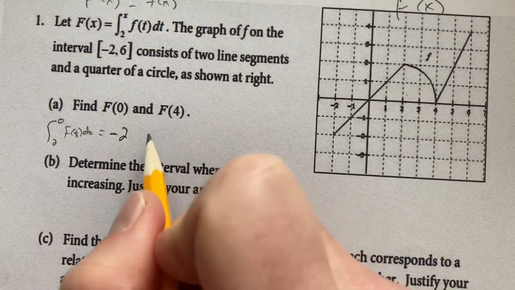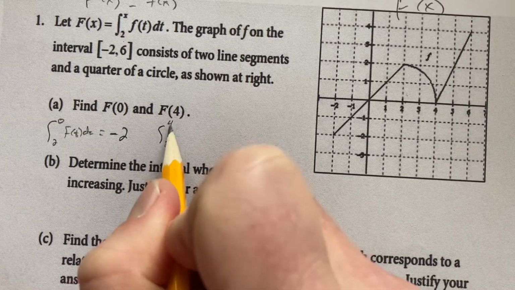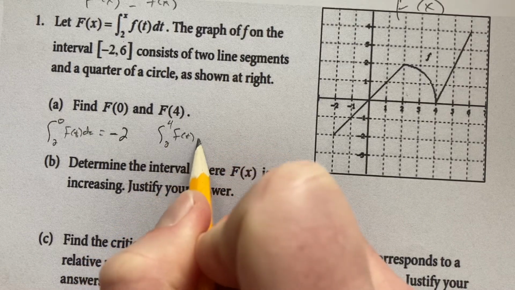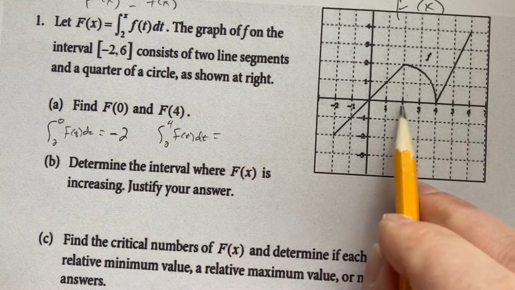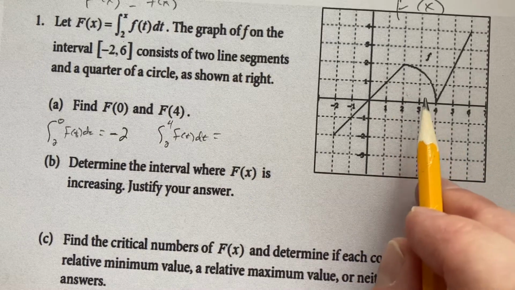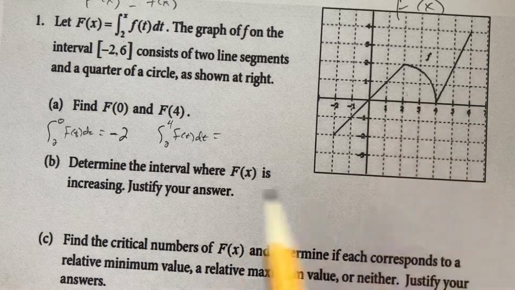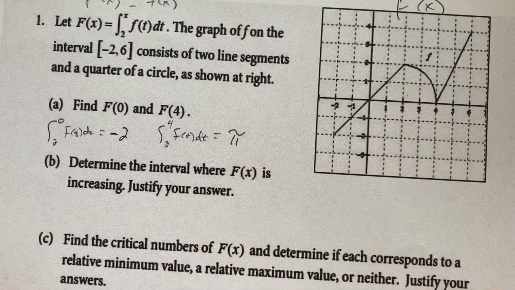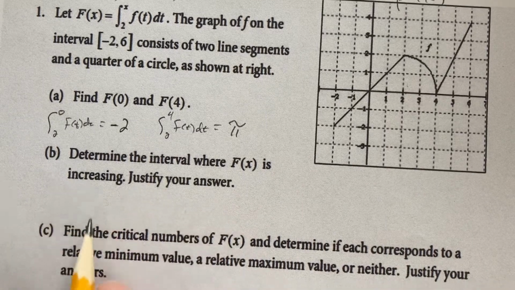F of 4, same idea, would be the area from 2 to 4 of little f. And so if we went from 2 to 4, it's this quarter circle now that has a radius of 2. So pi times 2 squared is 4 pi. Take a quarter of that, and it would just be pi. So that's all we're doing on there.